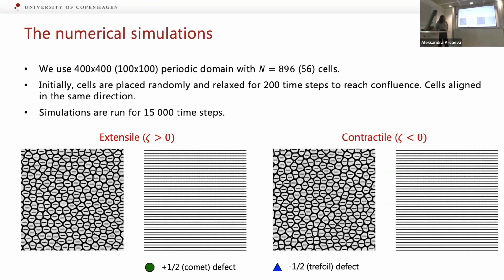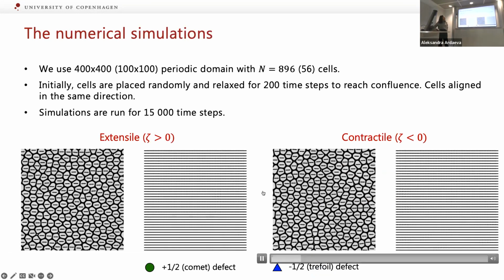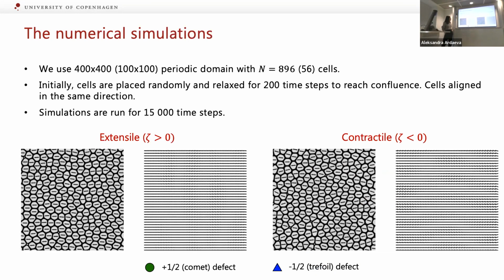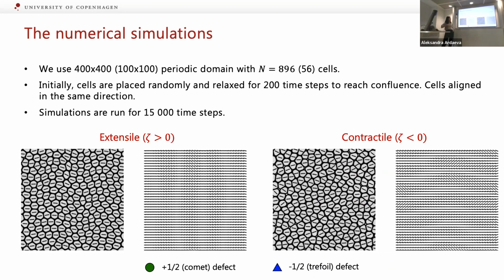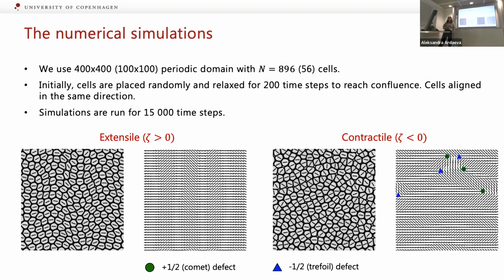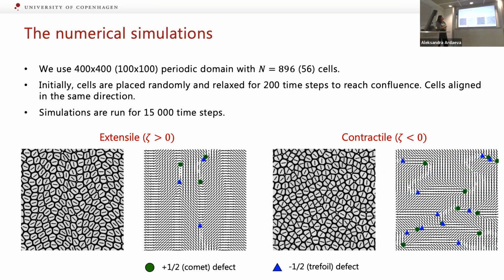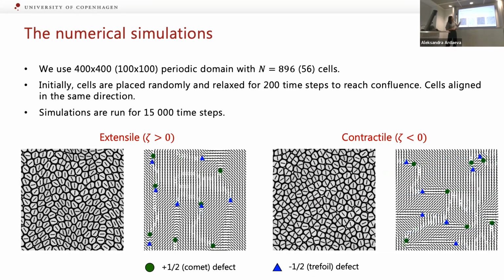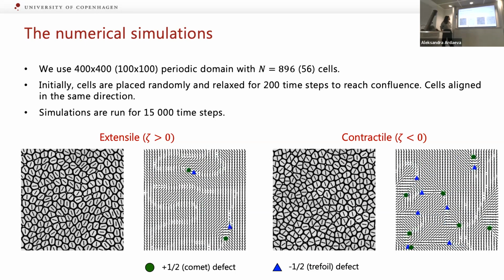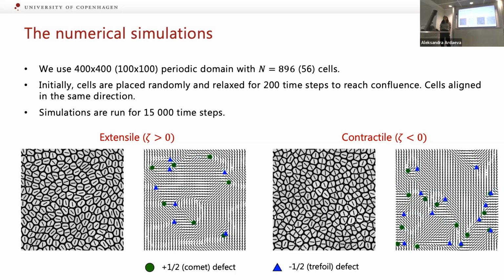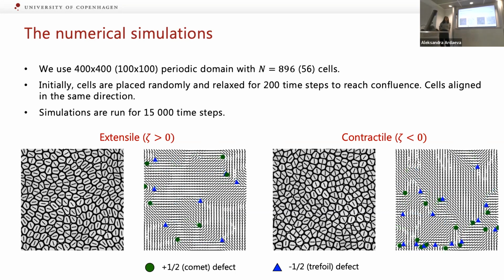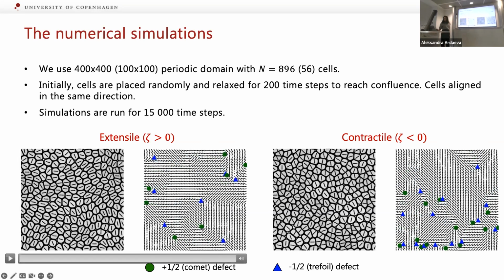And if we do simulations, this is an example of how it looks. Here is an example of a 100 by 100 domain, but all the next simulations will be on 400 by 400 grid points with roughly 1,000 cells. We initially place the cells randomly on a grid, let them relax, and I'll probably play it again.